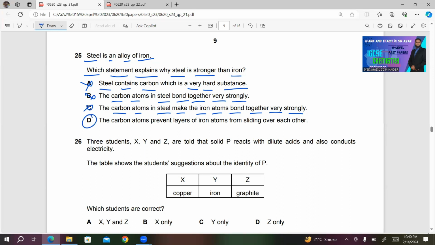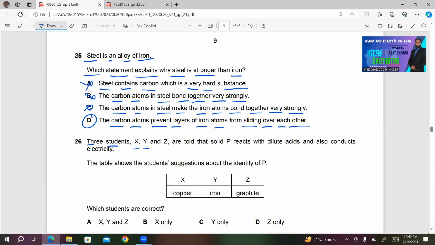Only D is correct. The carbon atoms prevent layers of iron atoms from sliding over each other. This is correct because it's an alloy. Steel is an alloy, and in an alloy you have different size atoms that prevent the layers of metal atoms from sliding over each other. Moving to question number 26.